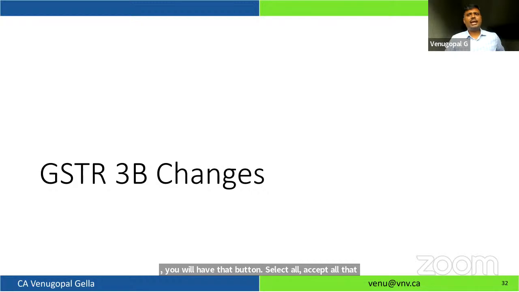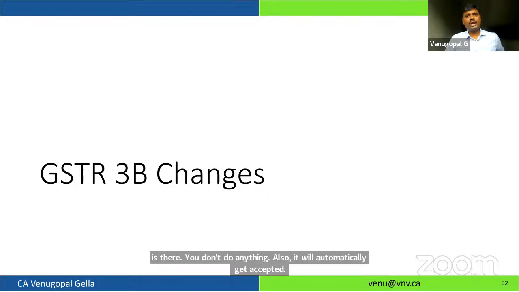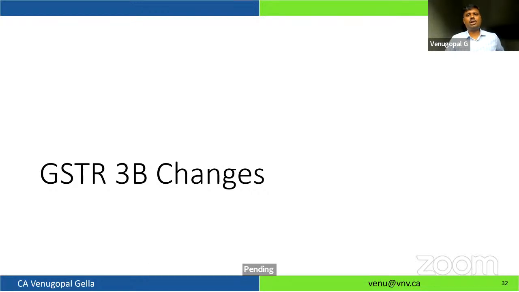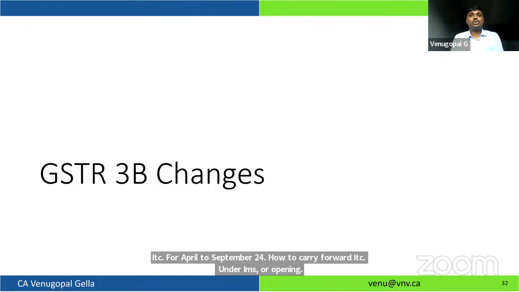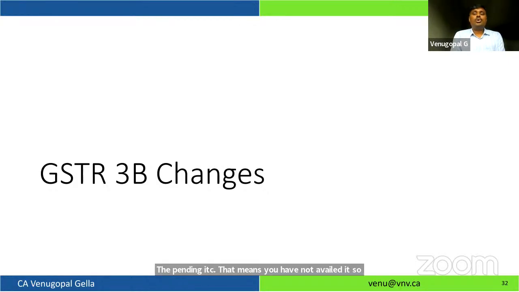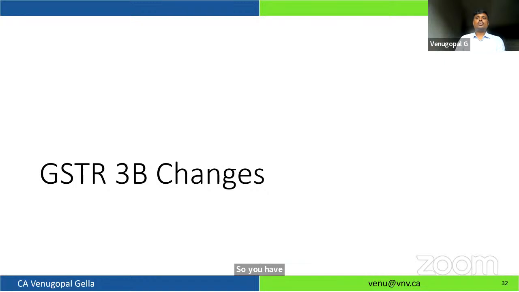Pending ITC for April to September 24, how to carry forward ITC under IMS or opening balance? The pending ITC, that means you have not availed it so far. So you have to bring it into 3B. Right now, there is no method to bring it. An opening balance restatement has come. I will explain why that has come, but that will not address your issue at this point.